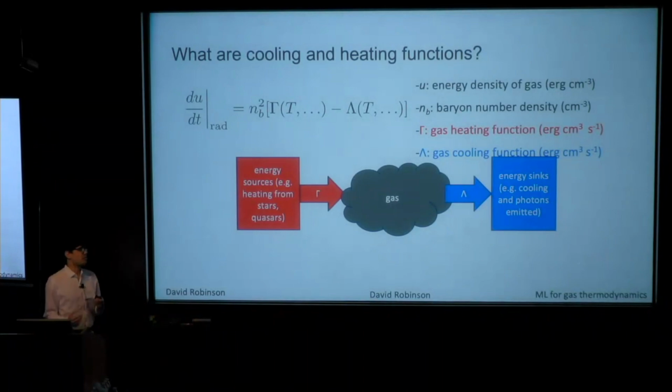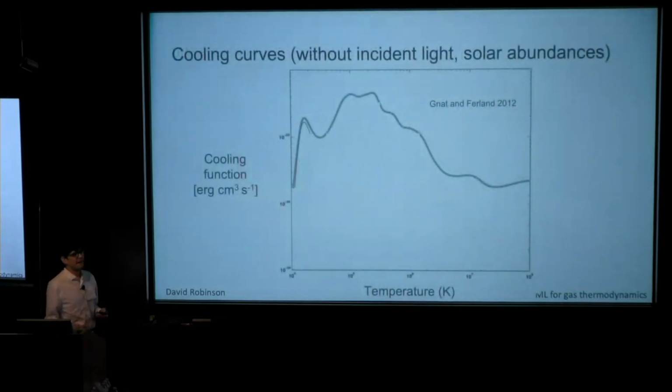In general, these cooling and heating functions are going to depend on the detailed distribution of energy levels and ionization states of the particles in the gas. So if we have a gas with solar element abundances and no incident radiation field, so those balances are purely determined by collisions, the cooling curve as a function of temperature looks like this. These bumps and wiggles are due to the contributions from different elements, and they occur at temperatures that have to do with the ionization thresholds for each element.